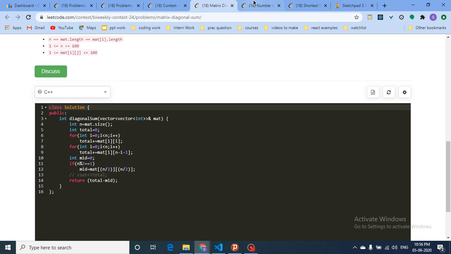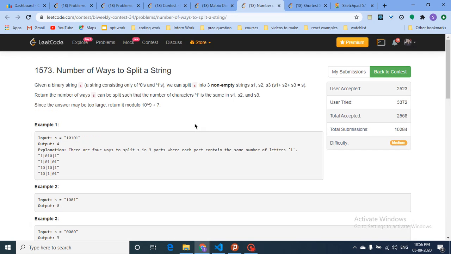It's very simple. Let's move on to the second question now. The second question says that you are given a binary string s and you have to split that binary string into 3 non-empty strings, such that if you concatenate all those strings you get the original string. So you have to split the original string into 3 parts, such that all the 3 parts have the same number of ones. The number of ones in every part should be the same.